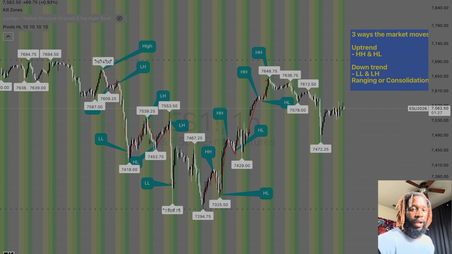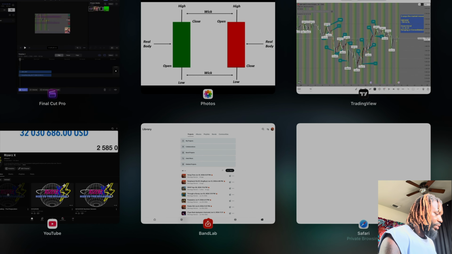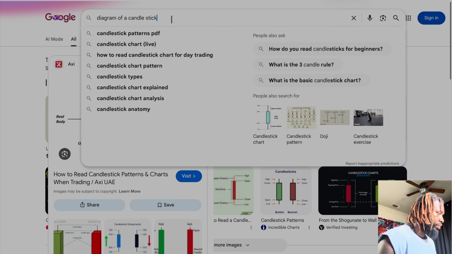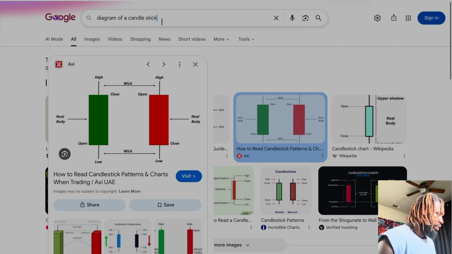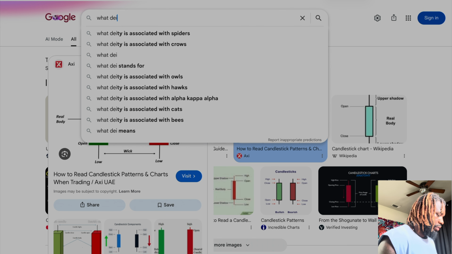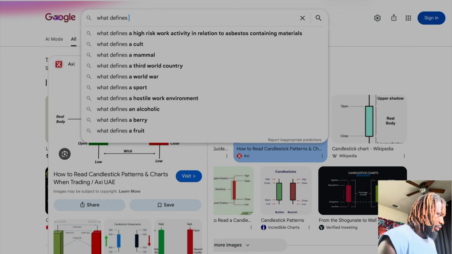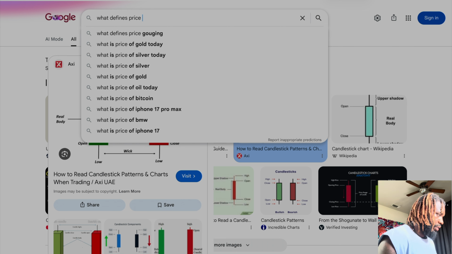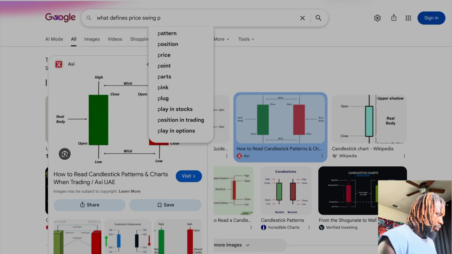And let me explain to you what a swing point is, because swing points are really important, right? So let's do this. Definition. What defines price swing points?